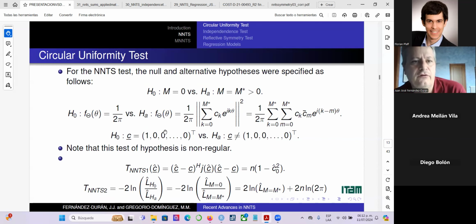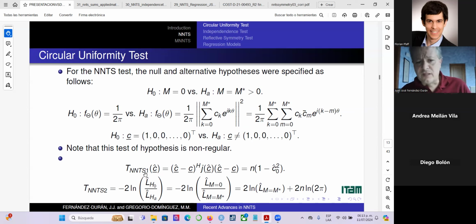Then a circular uniformity test is just testing, in the case of the alternative NNTS circular distribution, the case m equals 0 against the case m different from 0. This is a non-regular test because the case of circular uniformity is on the frontier of the parameter space, and then the asymptotic characteristics of the likelihood ratio test and also the Wald test are not satisfied, and you have to deal with this non-regularity in the construction of the test.